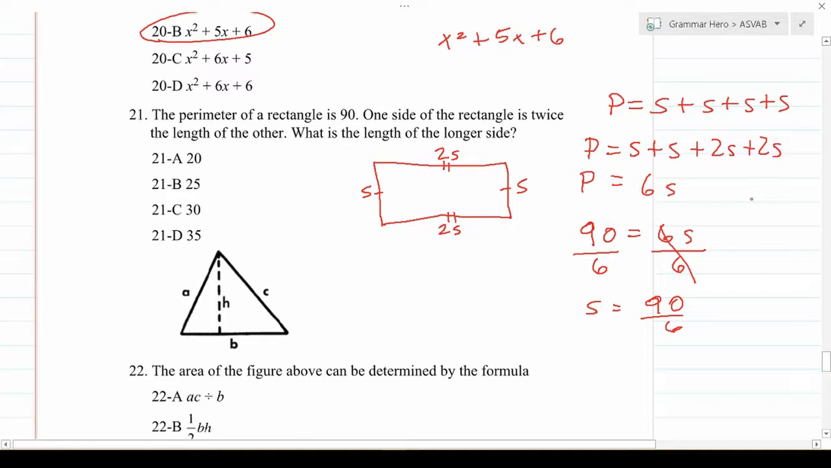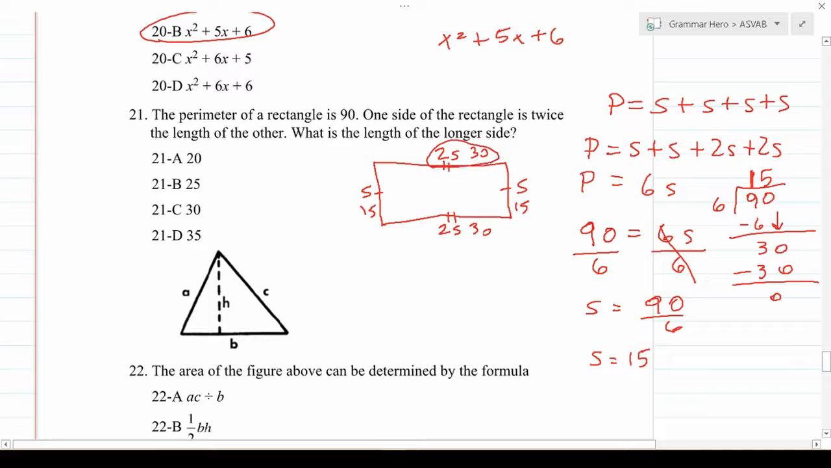Let's work this out to the side. 6 goes into 9 one time. 6 times 1, of course, is 6. Subtract. 9 minus 6 is 3. Bring down this 0. 6 goes into 30 5 times. 5 times 6 is 30. Subtract. This is 0. So we know s is going to be 15. That means this side's 15. This side's 15. This is 2s. If s is 15, we know this is 30. And this is 30. So in this case, we know the longer side is going to be 30.